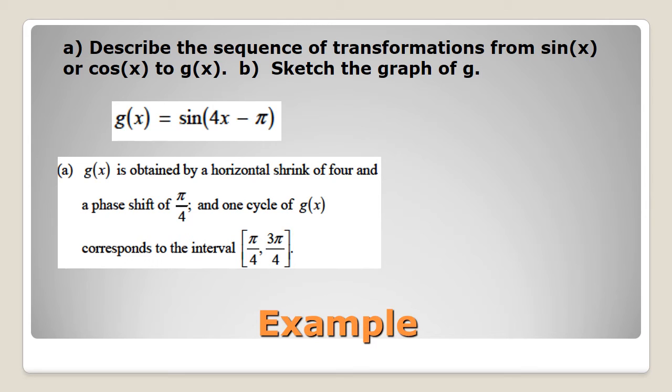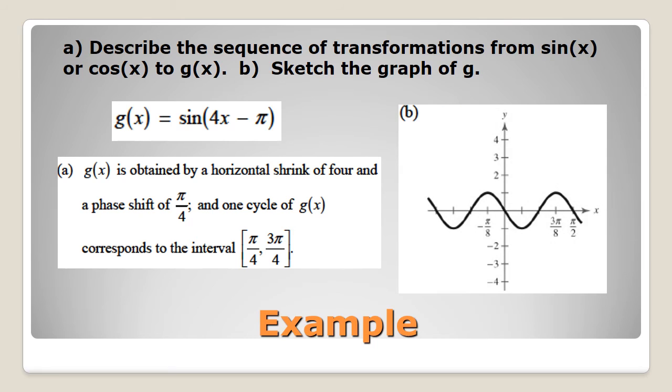And the phase shift, now you might think, okay, well, it's been moved to the right pi. No, remember, it's kind of weird with these. You've got to do pi divided by the number in front of the x. You've got to do a little division there. So it's pi over 4. It's going to be moved to the right. You can figure out what one cycle is, like I said, by solving the equations 4x minus pi equals 0, and 4x minus pi equals 2 pi. And that tells you that one cycle will go from pi over 4 to 3 pi over 4. And there we go.